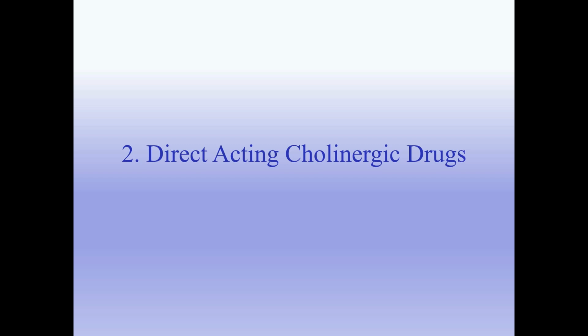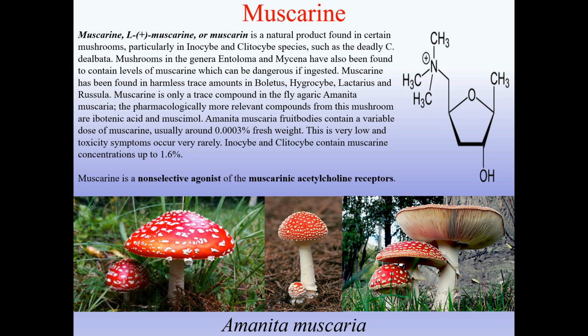The next part of our lecture is direct-acting cholinergic drugs. As you remember, one of the types of cholinergic receptors is called muscarinic. They are named after muscarine, which is found in mushrooms, Amanita muscaria. And here you can see information about these types of mushrooms, but I would like to point your attention that muscarine is a non-selective agonist of the muscarinic acetylcholine receptors, and it is not used clinically. Muscarine is a component which causes poisoning in cases of ingestion of the mentioned mushrooms.